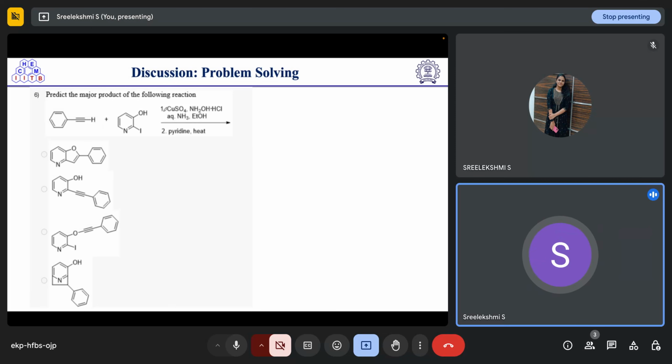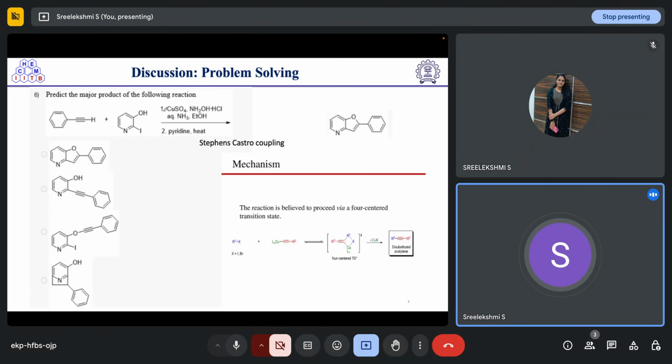Okay, so this is another example of a coupling reaction. So this is basically Stephens-Castro coupling. It is the reaction between a halide and a copper acetylide complex, which will form this type of transition state, which will result in a disubstituted acetylene. So here, in the first reaction, what we will be getting is the coupled product between this aryl halide and this terminal alkyne. So this copper acetylide species will be formed first, and then this will undergo oxidative addition and reductive elimination to give this one in the first step. So if it was only the first reaction, we would be getting the second option as the answer.